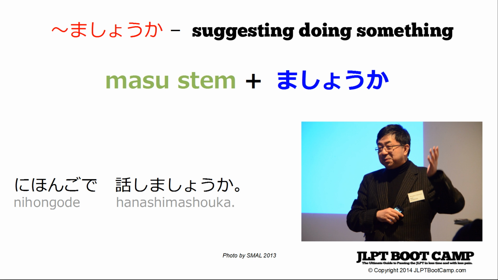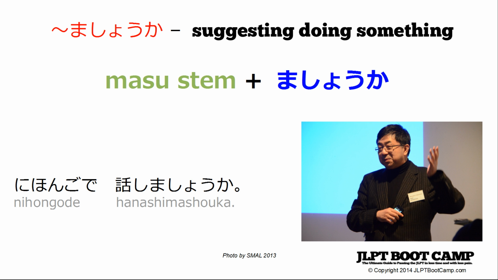Nihongo de hanashimashou ka. So let's speak Japanese. Nihongo is, of course, Japanese. De is, in this situation, in, and then hanasu is to speak, and then we change that to hanashimashou ka. Again, we're using the masu stem here plus mashouka to form that structure. Let's speak Japanese together, the both of us.